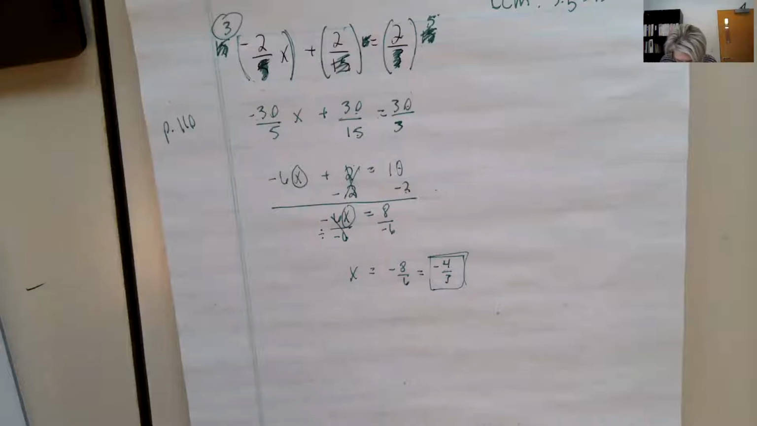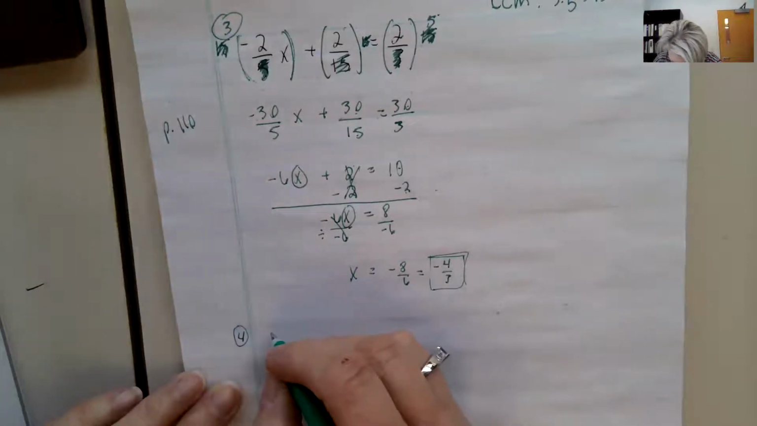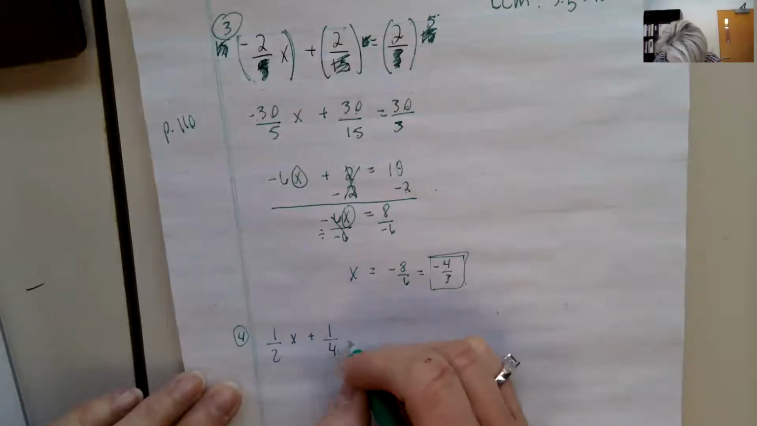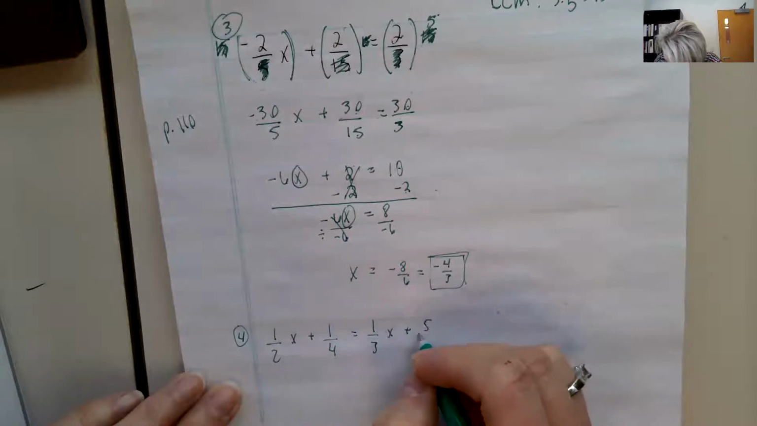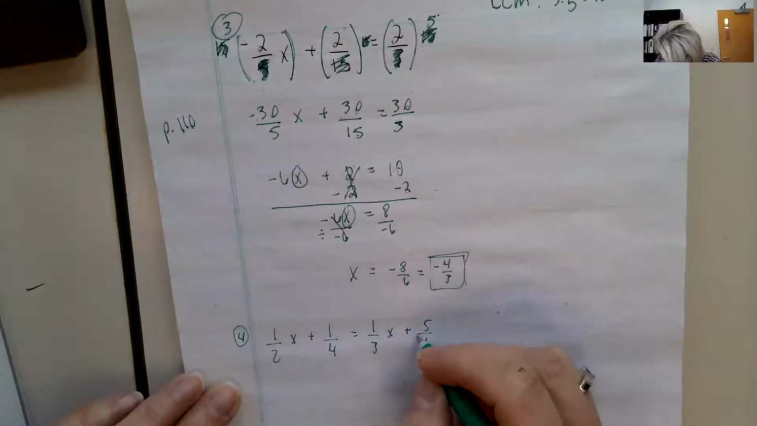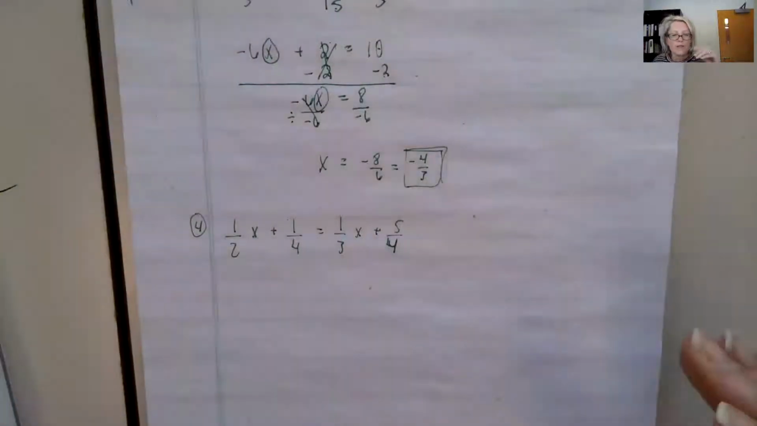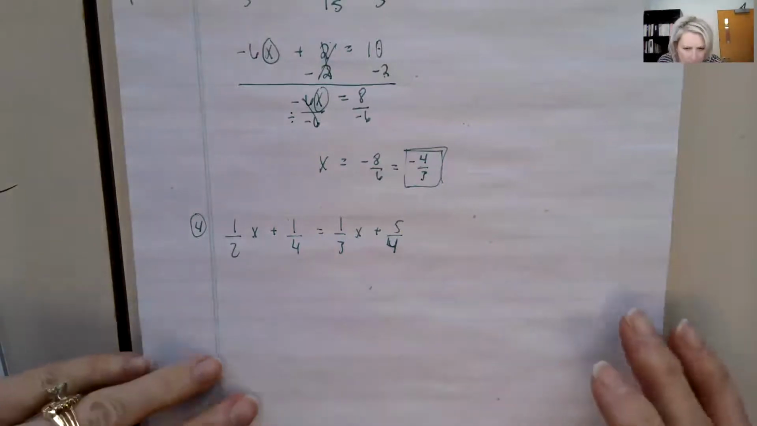So let's do another one where we're multiplying through by the fractions. So if we look at number 4, we have 1/2 x plus 1/4 equals 1/3 x plus 5/4. I definitely want to eliminate these fractions because they're stressing me out.